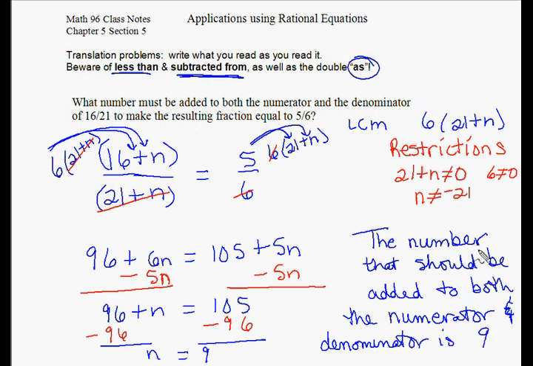If you go back and check that in the original problem, we'd have 16 plus 9 over 21 plus 9, which would be 25 over 30, which would indeed reduce down to 5 over 6.